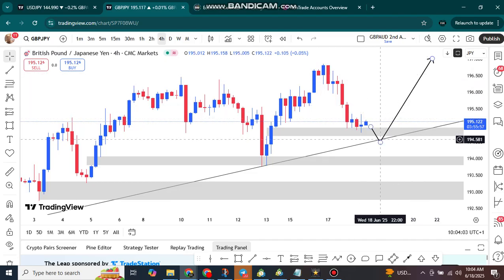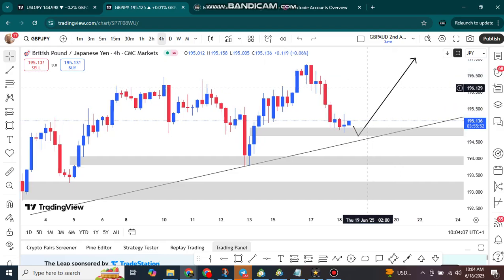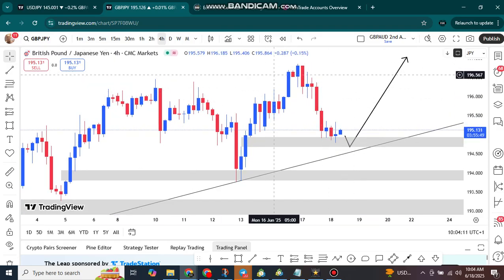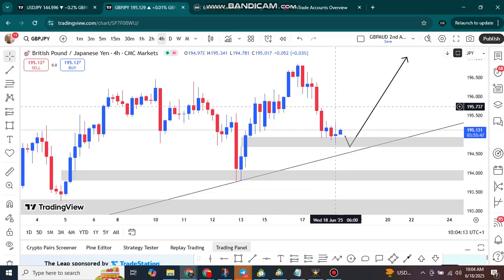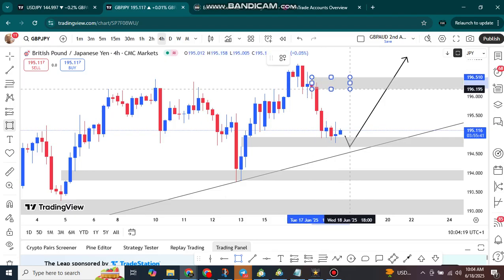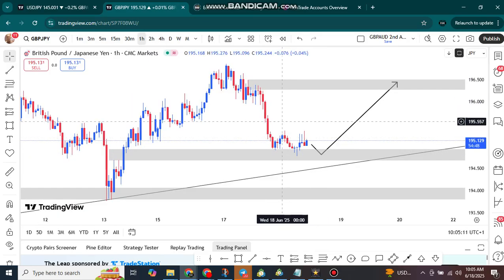So now we are seeing that it's going to be bullish, but I'm looking at a sell opportunity on GBPJPY if I see one, so I can take a trade on GBPJPY. So I can buy for now, but I'm looking for a sell trade overall if I see one in the market. So this is the 1 hour time frame.